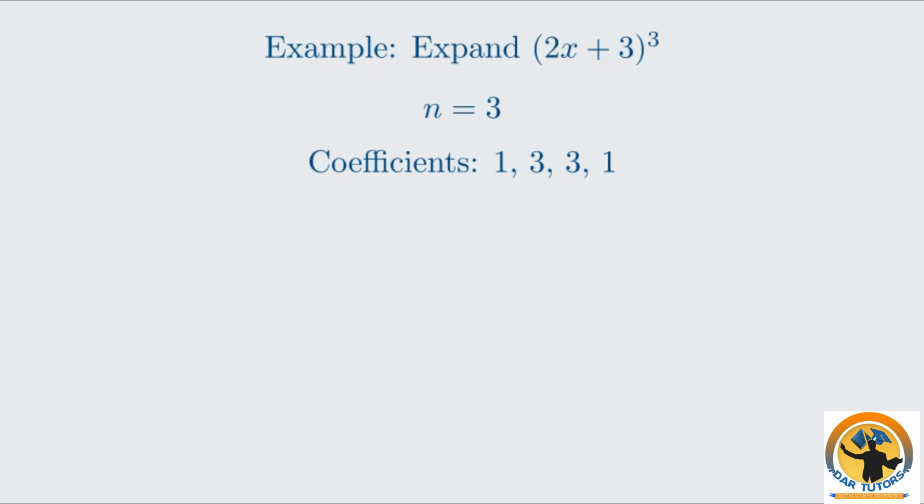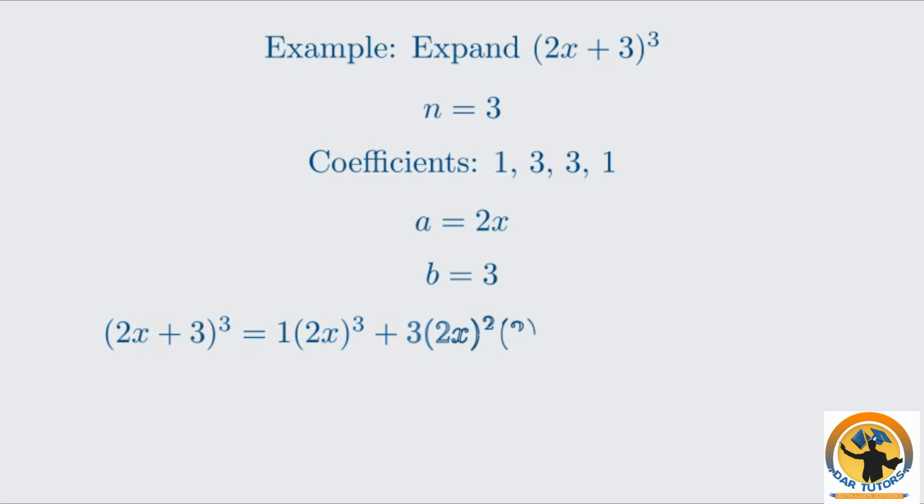Next, we identify our a and b terms. In this case, a is 2x and b is 3. Now, we substitute these into the general expansion formula, being very careful with brackets. The expansion is 1 times (2x)^3 plus 3 times (2x)^2 times 3 plus 3 times (2x) times 3^2 plus 1 times 3^3.